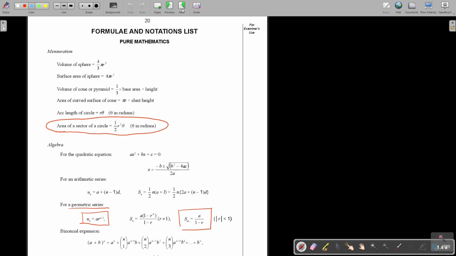Okay, there are already. So on the first one, the area of a sector, do you see it's half r squared pi? Do you see that? And it must be in radians. Okay, half r squared theta. Sorry, not pi, theta. Okay, so let's just go back.